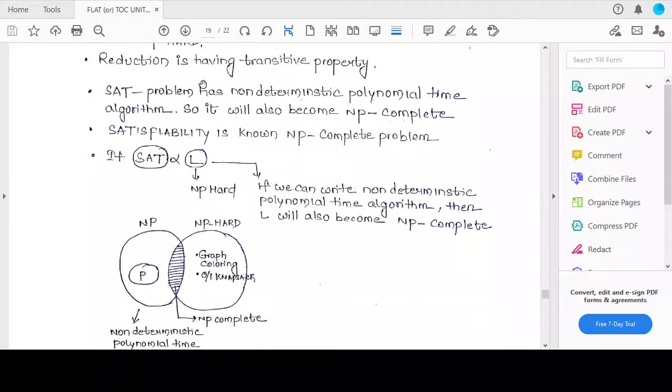So if one problem is solved, then another problem will also get solved. Now consider that the satisfiability problem has a non-deterministic polynomial time algorithm. So it will become NP-complete. Just now I mentioned that if you have an NP-hard problem, and for that particular problem we can define a non-deterministic polynomial time algorithm, then that NP-hard problem will become NP-complete. That means it falls in the category of NP-complete.